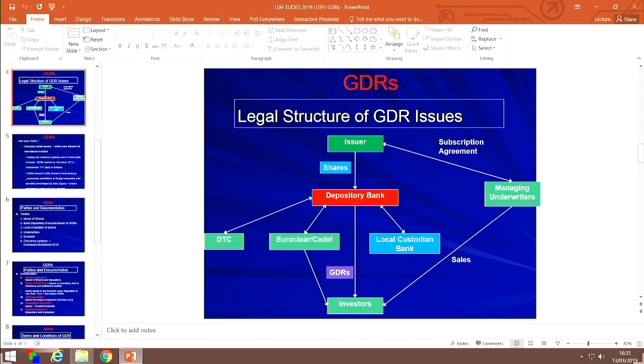The shares are issued in a local currency, but they are not sold to global investors. GDRs are sold to global investors, and the GDRs are denominated in dollars. And so the issuer could be from any country. Absolutely. And different from the local custodian. Yeah. Okay.